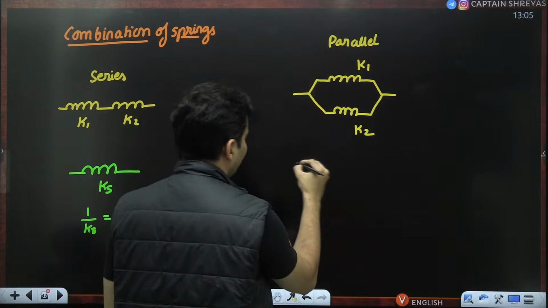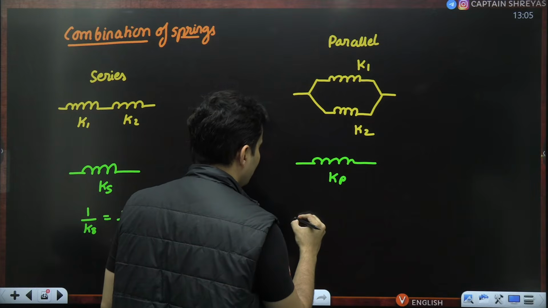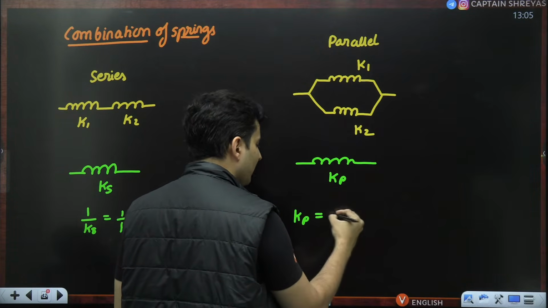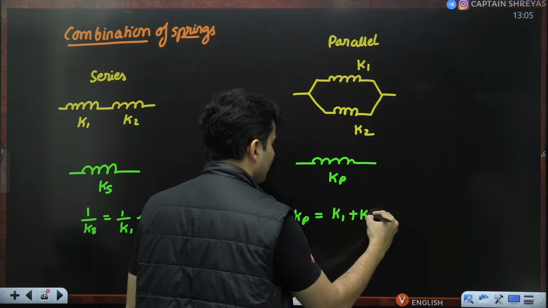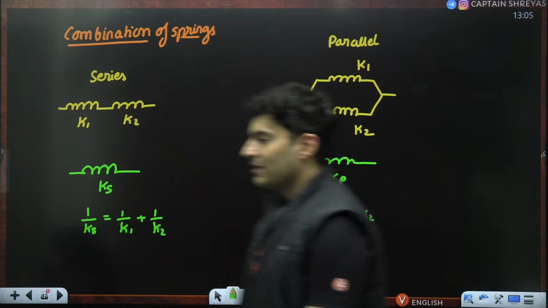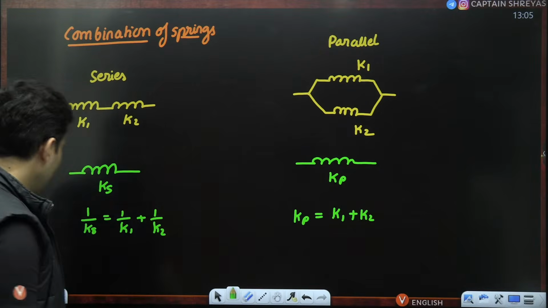For parallel, the equivalent spring constant is just like resistors in series. So Kp is just K1 plus K2. Very straightforward, guys. Is this absolutely clear, everyone?